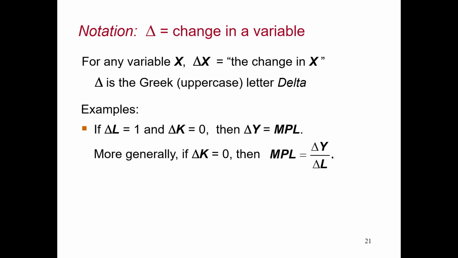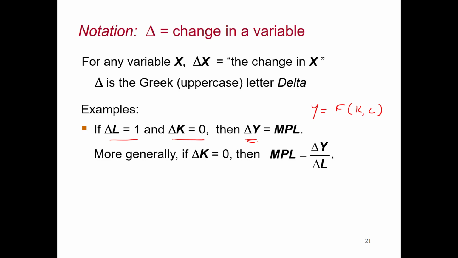If we're thinking about a production function, we'll have y as a function of k and L. If we hold k constant, so delta k, the change in k, is equal to 0, and increase labour by 1 unit, so delta L equals 1, then the change in y, delta y, is equal to the marginal product of labour. Well, that's basically the definition of the marginal product of labour.